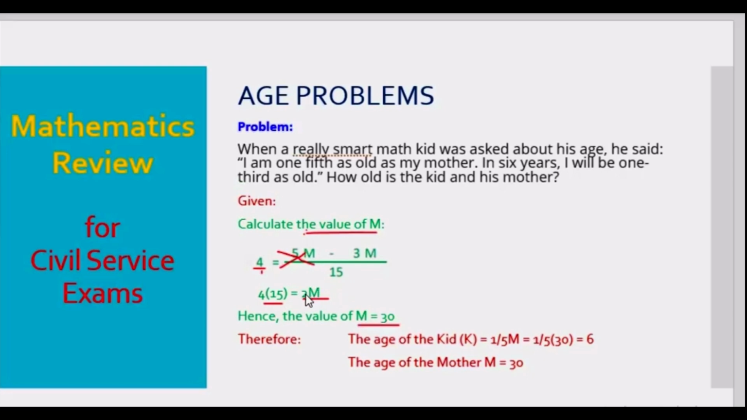Okay. Divide mo lang yung 4, divide mo lang sa 2. So 2 times 15 is 30. So the age of the mother is m, which is equals to 30. And the age of the kid, which is 1/5 of m, is equals to 6 years old. So that is the answer.